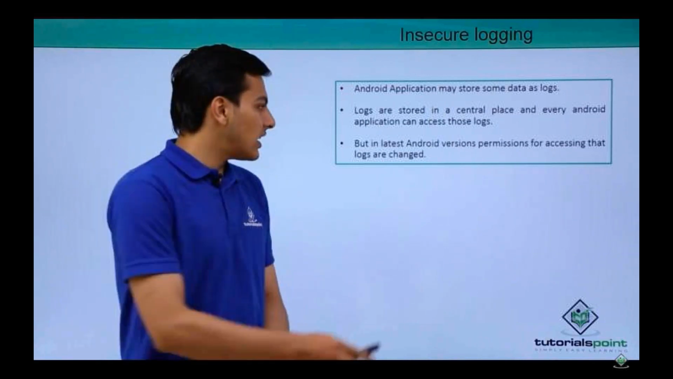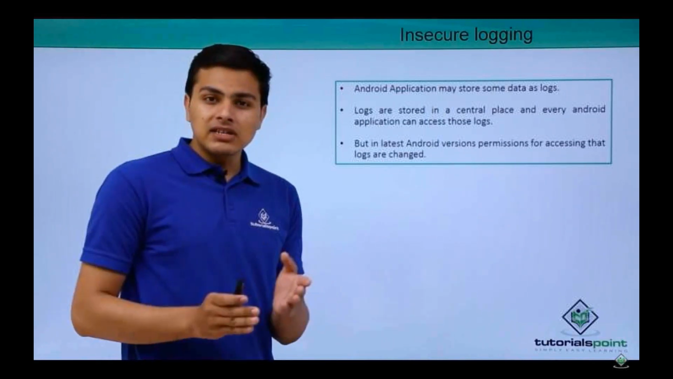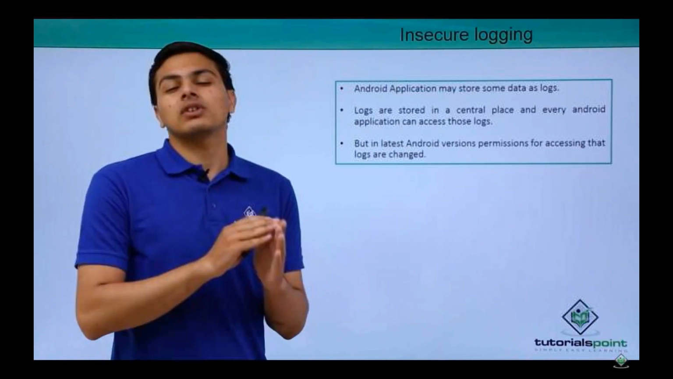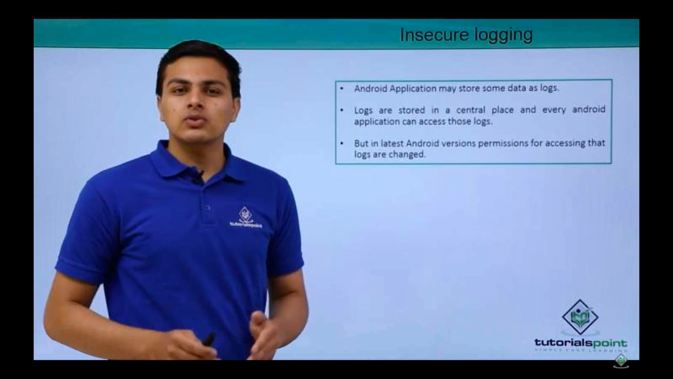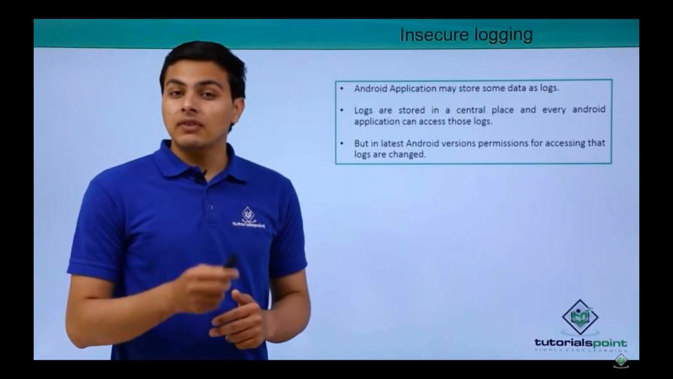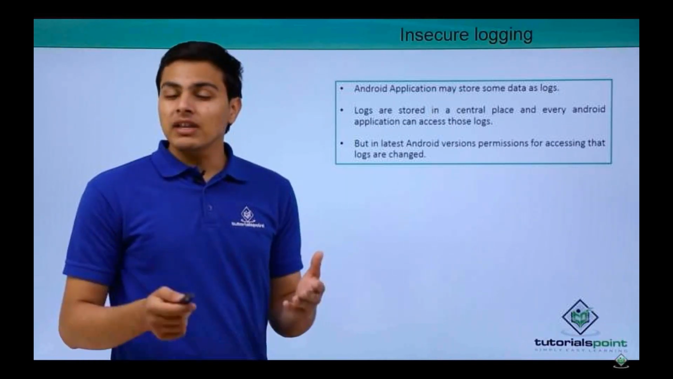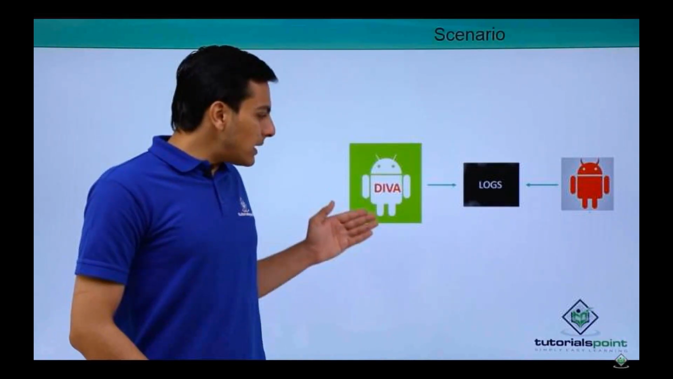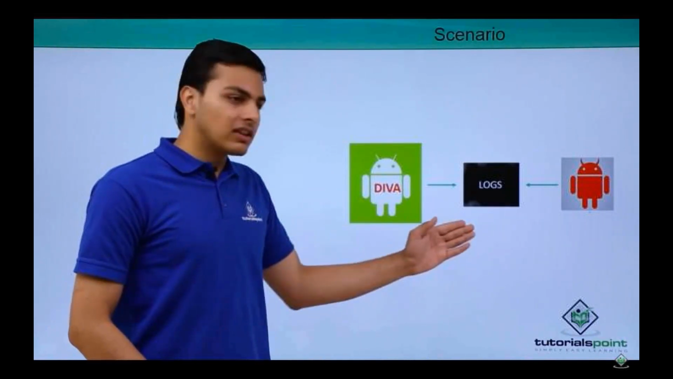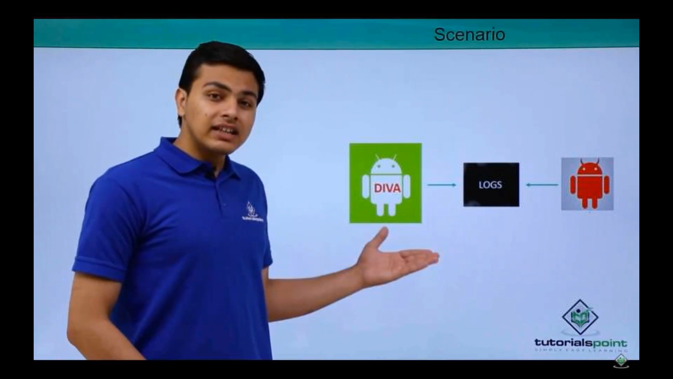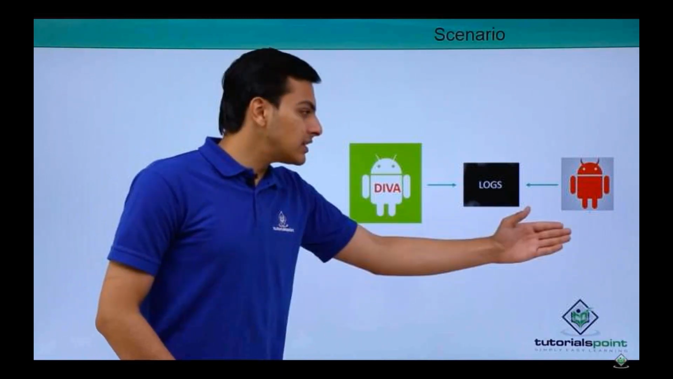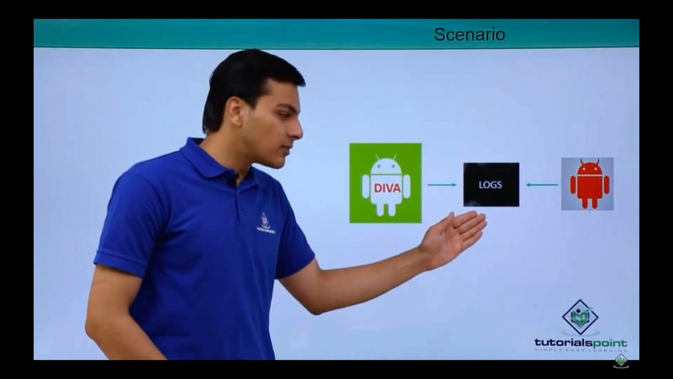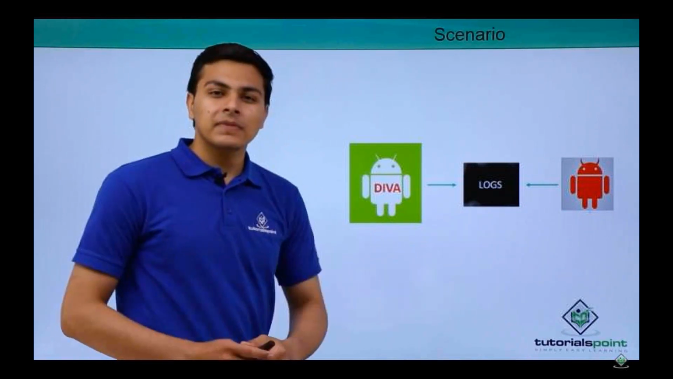But in the latest version of Android, the permission for accessing that central repository where Android saves logs is totally changed. Here in this issue, our motive is to figure out what is being logged in Diva. So let me give you one scenario. You can see here is our application Diva, and it is storing something in these logs. So another application, for example our malicious application here, can also access this central position and can steal our information.